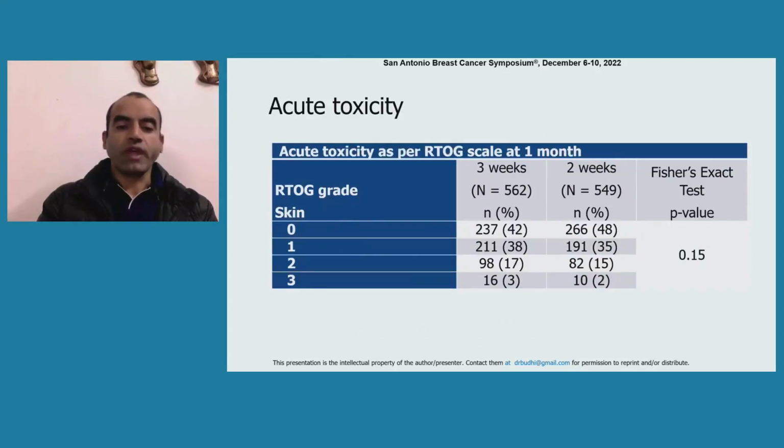Now coming to the acute toxicity, most of the toxicity was grade 1. It was 38% in the 3-week arm and 35% in the 2-week arm. Grade 2 toxicity was 17% in the 3-week arm and 15% in the 2-week arm. And grade 3 toxicity was only 3% in the 3-week arm and 2% in the 2-week arm. And it was comparable between the two arms.